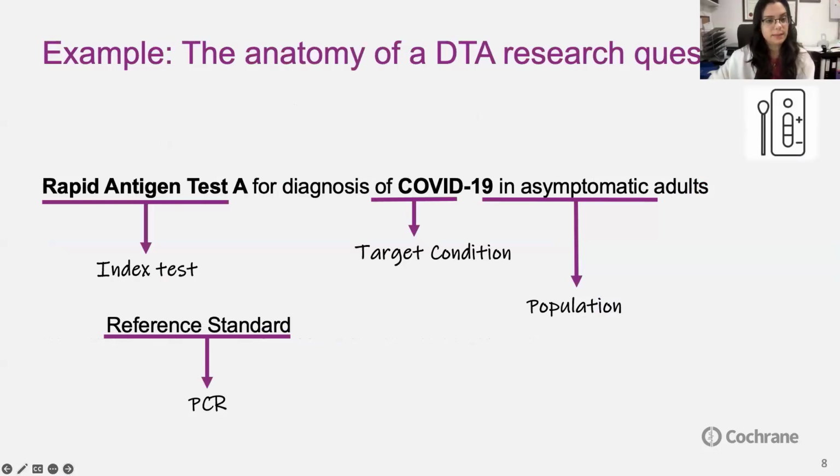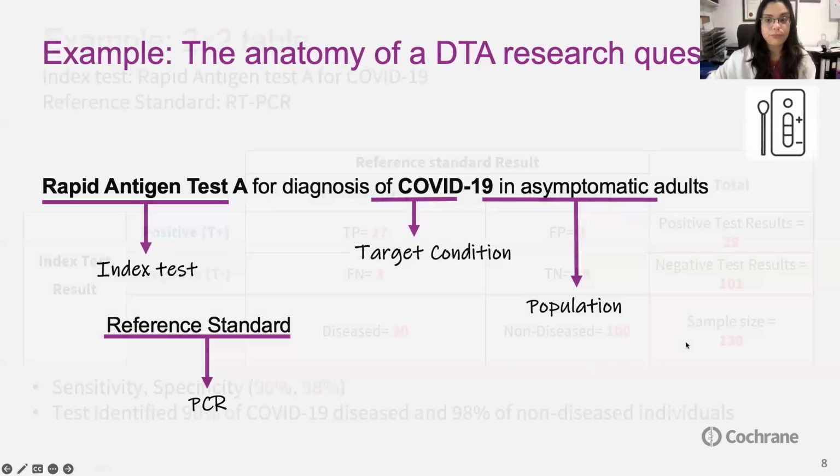But let us start with an example of a research question addressed in a study of interest. So here we have rapid antigen test A for diagnosis of COVID-19 in asymptomatic adults. So that's what we need to address. In this research study, the index test is the rapid antigen test A for detecting COVID-19 or SARS-CoV-2 infection, and that's the target condition. And then the population is asymptomatic adults. And finally, the reference standard is the PCR test. So these are the 4 key criteria in this research question.